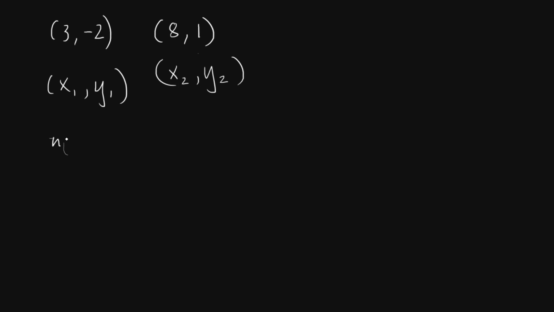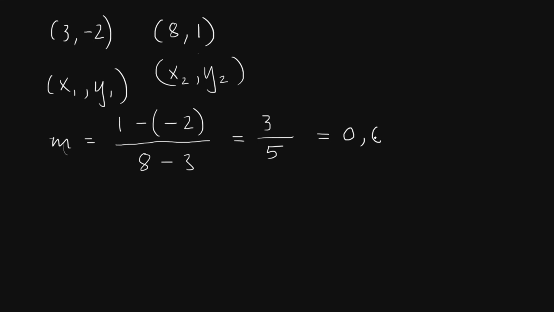We find the change by taking y2, 1, minus y1, which is -2, and divided by x2, which is 8, minus x1, which is 3, and we get 1 plus 2 is 3 over 5, which can be written as 0.6.